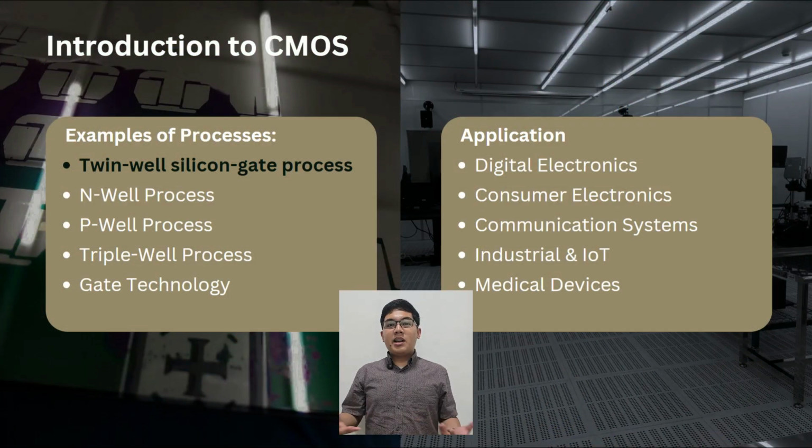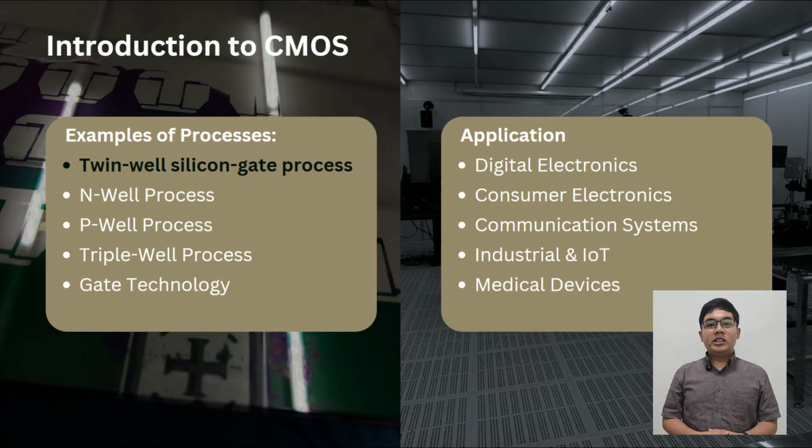Many processes were developed to fabricate the CMOS: the twin well silicon gate process, which is discussed in this video, the N well process, the P well process, and the triple well process, also with the gate technology. The industries that use CMOS technology are far and wide. Here, we have digital electronics and consumer electronics, communication systems, industrial and IoT, and also medical devices.